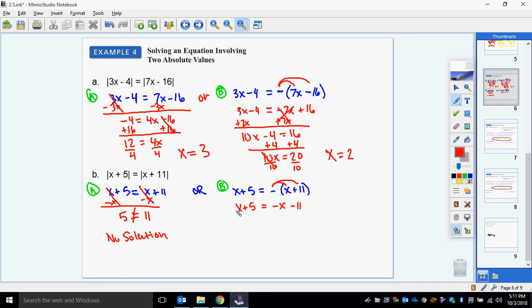So I want to move this x over by adding, and then I get x plus x is 2x plus 5 equals negative 11. Move my 5 over by subtracting. Negative 11 minus 5 is negative 16, so I'm going to divide by 2, which leaves me with x equals negative 8. So there's one answer here. The only number that you could plug in for x and both sides be equal is the number negative 8.